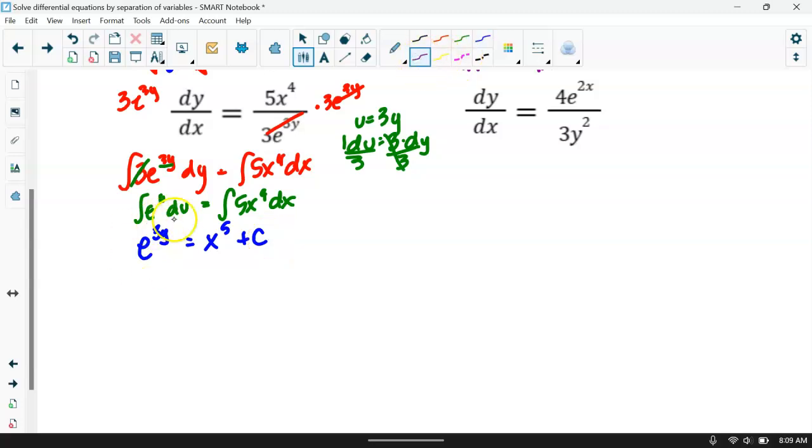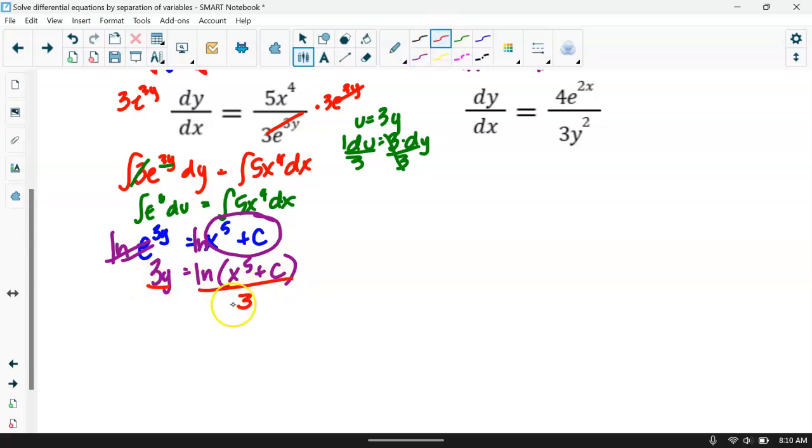So here we go. We've got to solve here, but we've got e. So what's our inverse of e? Natural log. So that means operations cancel out. I've got 3y is equal to the natural log of, remember, this was already over here, x to the 5th plus c. So keep it all together, x to the 5th plus c. And then divide by 3. So y is equal to 1/3, or you can leave it as your fraction here.